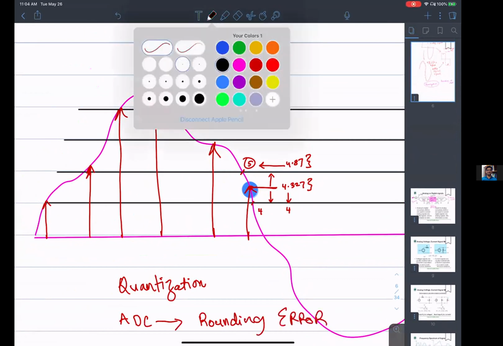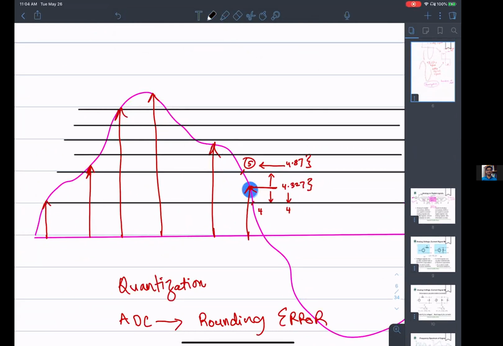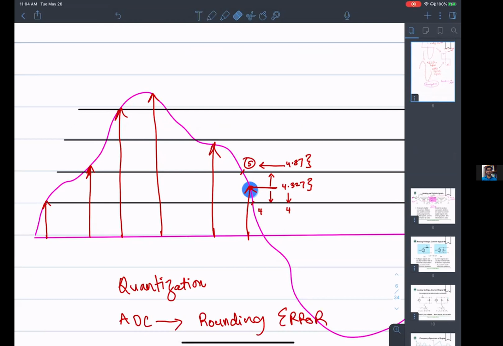If it is 4.5, then you have to define what it's going to be rounded to. In your algorithm, you can say a value less than 4.5 is rounded to 4, and greater than or equal to 4.5 is rounded to 5. So it depends on your algorithm. There's no fixed rule for it. It's the way you design your analog to digital conversion.